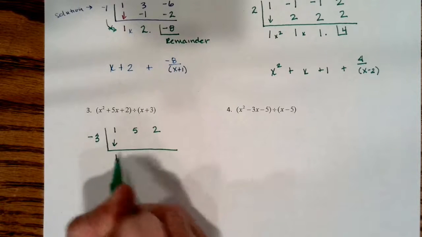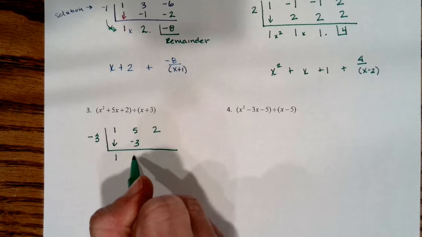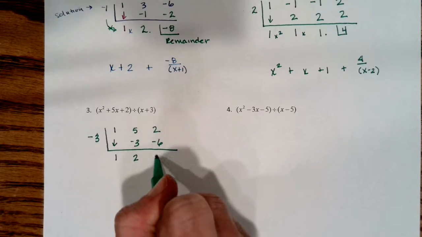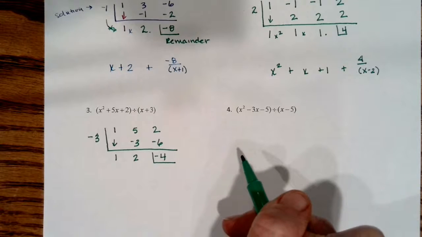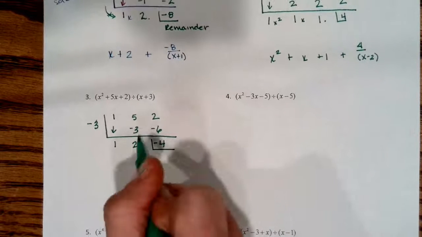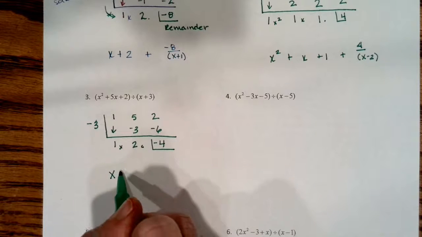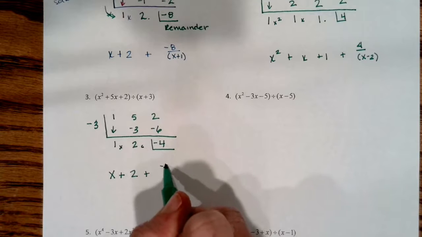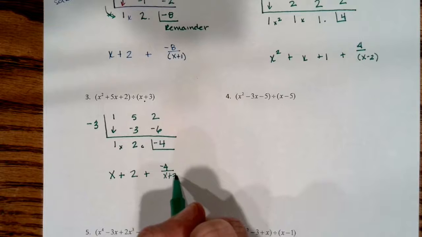1 comes down. -3. +2. -6. -4. So no, it doesn't go in evenly, and it has a remainder of -4. Here's my constant, and here's my x term. So my quotient is x plus 2 plus -4 over my divisor of x plus 3.